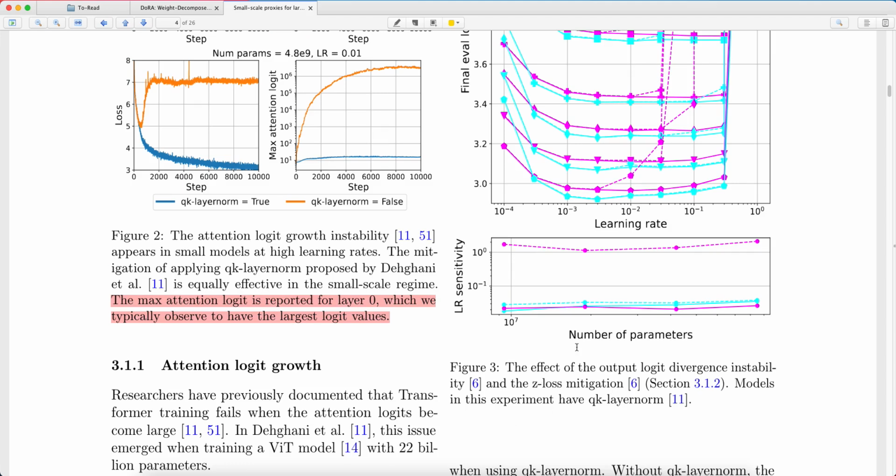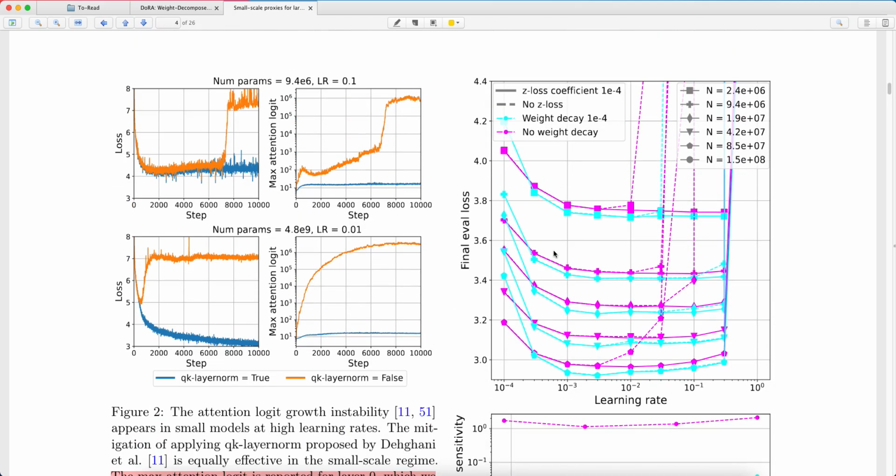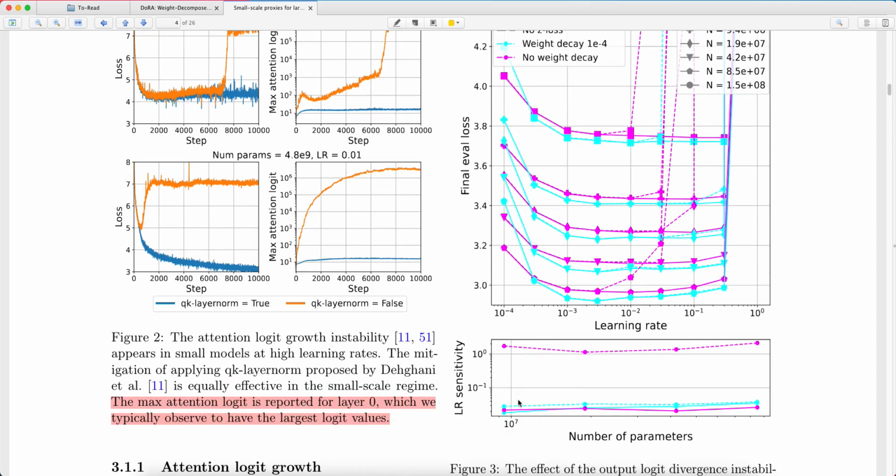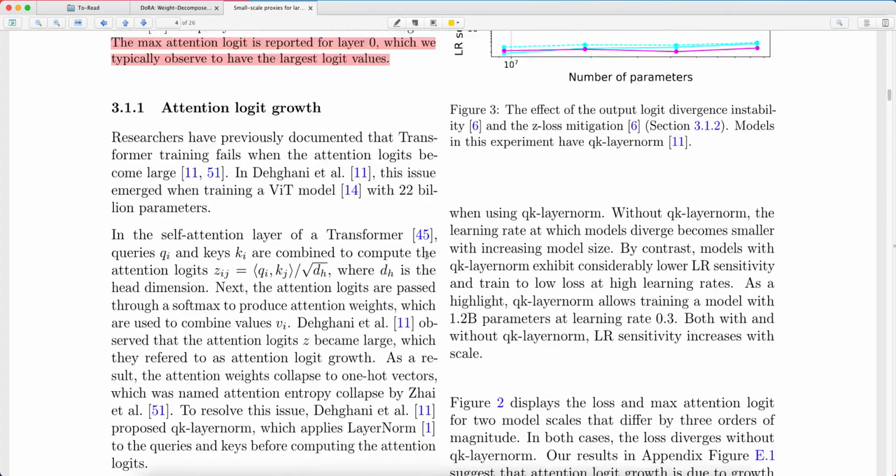Models in this experiment have qk-layernorm. So solid is with z-loss, dashed is without z-loss, and in all cases, the dashed one explodes earlier at lower learning rates. So z-loss allows higher learning rates, and z-loss makes LR sensitivity lower, but so does weight decay, even for no z-loss. So that's interesting.